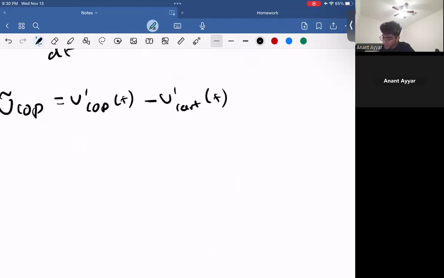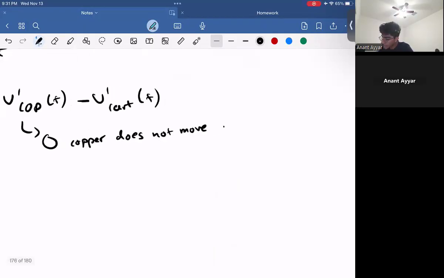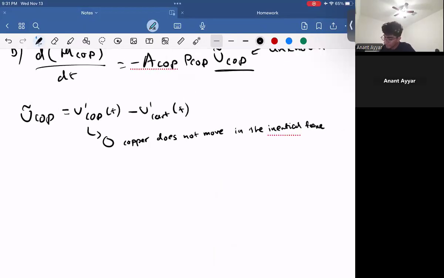Okay, and then this, it'll be 0 because the copper does not move in the inertial frame. So that's 0. So what this basically gives us is, I'm just gonna write it over here. V cop is equal to negative v prime cart of t. And that's something that we actually do have as a given. Or that's something we're allowed to use in this case.